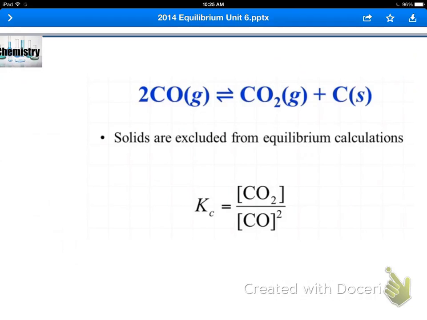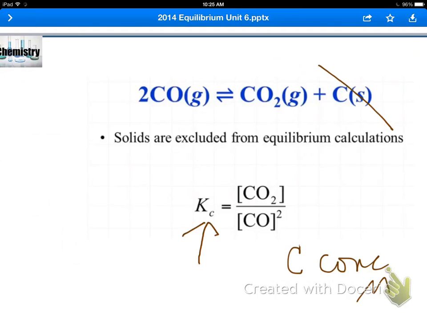Okay, so here's another one. We have carbon monoxide becoming carbon dioxide and carbon. Because carbon is a solid, I eliminate it from the equilibrium calculation. So it's just simply the gaseous CO2. It's got a coefficient of 1, so there's no power there, over the concentration of carbon monoxide raised to the 2. Now I have this term K, I've added a C here, and that means equilibrium constant for concentration, C for concentration, or molarity. And that's what, again, these boxes mean.